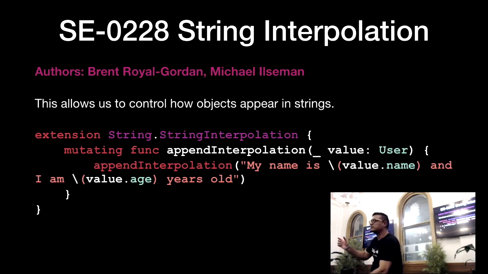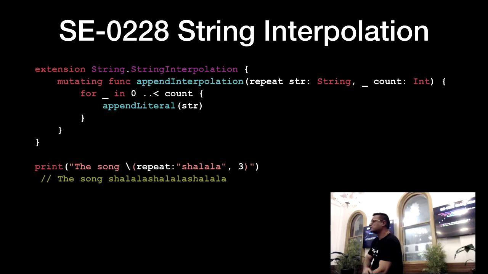So user is basically a structure or a class which has two members. And in this example, we are sending it a string and an int. So we are actually replicating it. So when you say the song shalala 3 times, it'll actually format it 3 times. So this is really interesting if you want to actually format strings.